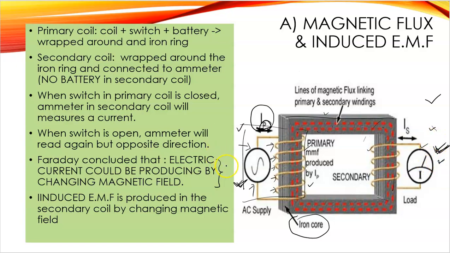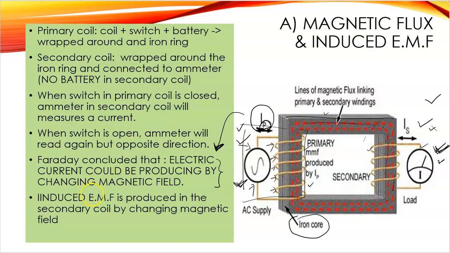Hence Faraday concluded from this experiment, and this is a very, very important statement by Faraday, because this is what we call Faraday's law. He said that an electric current could be produced by a changing magnetic field. So whatever current is produced in the primary can also be produced in the secondary, due to the magnetic field of this magnet bar.